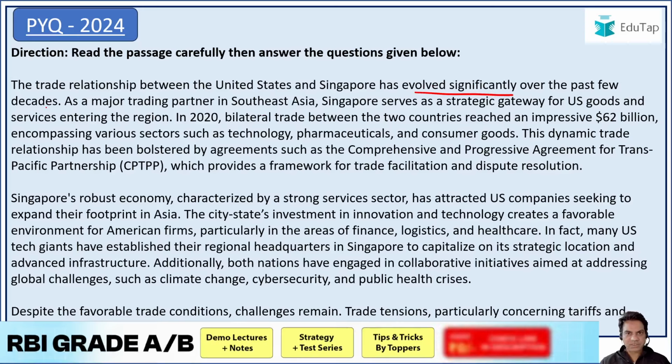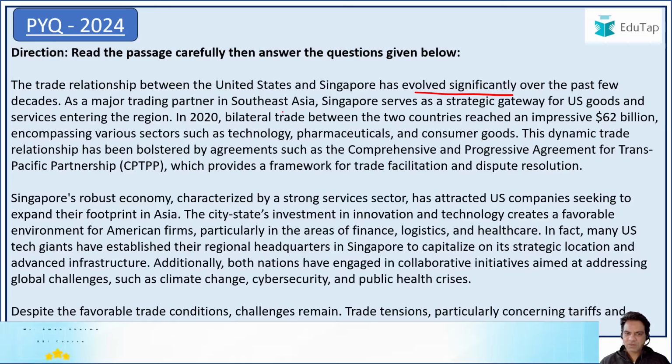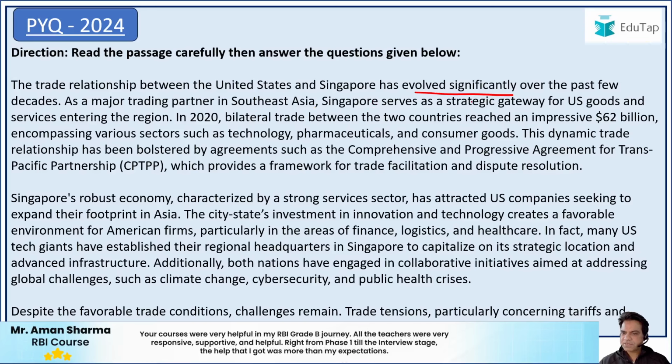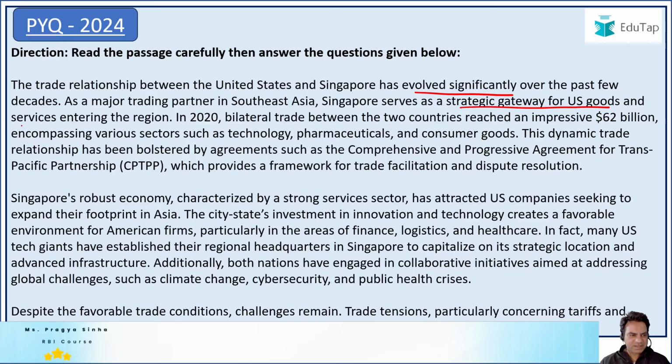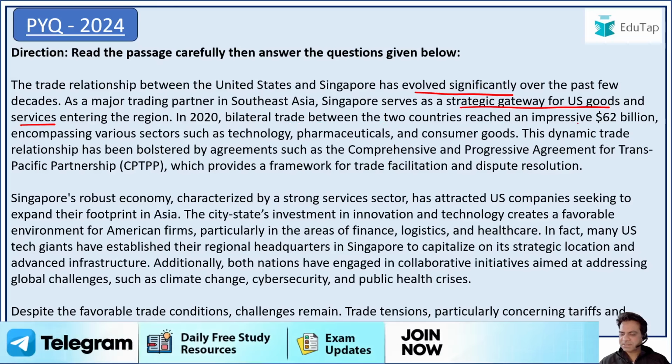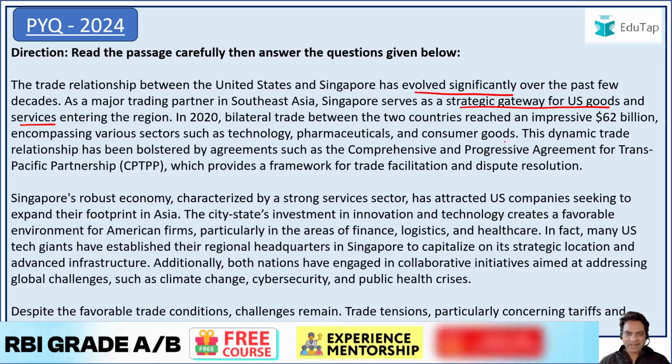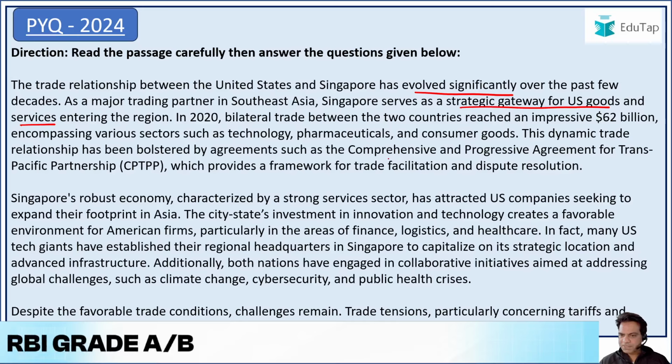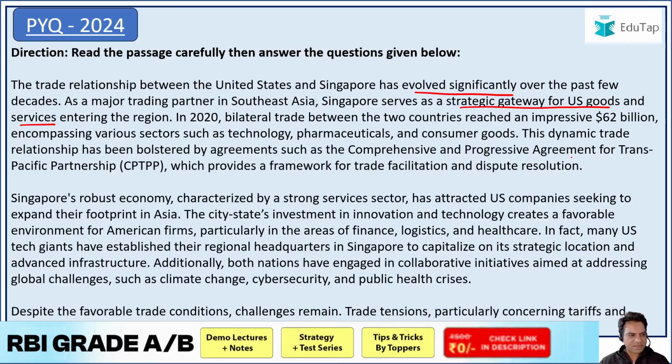This is one question, remember the last question. As a major trading partner in Southeast Asia, Singapore serves as a strategic gateway for US goods and services entering the region. In 2020, bilateral trade between the two countries reached an impressive $62 billion, encompassing various sectors such as technology, pharmaceuticals, and consumer goods.